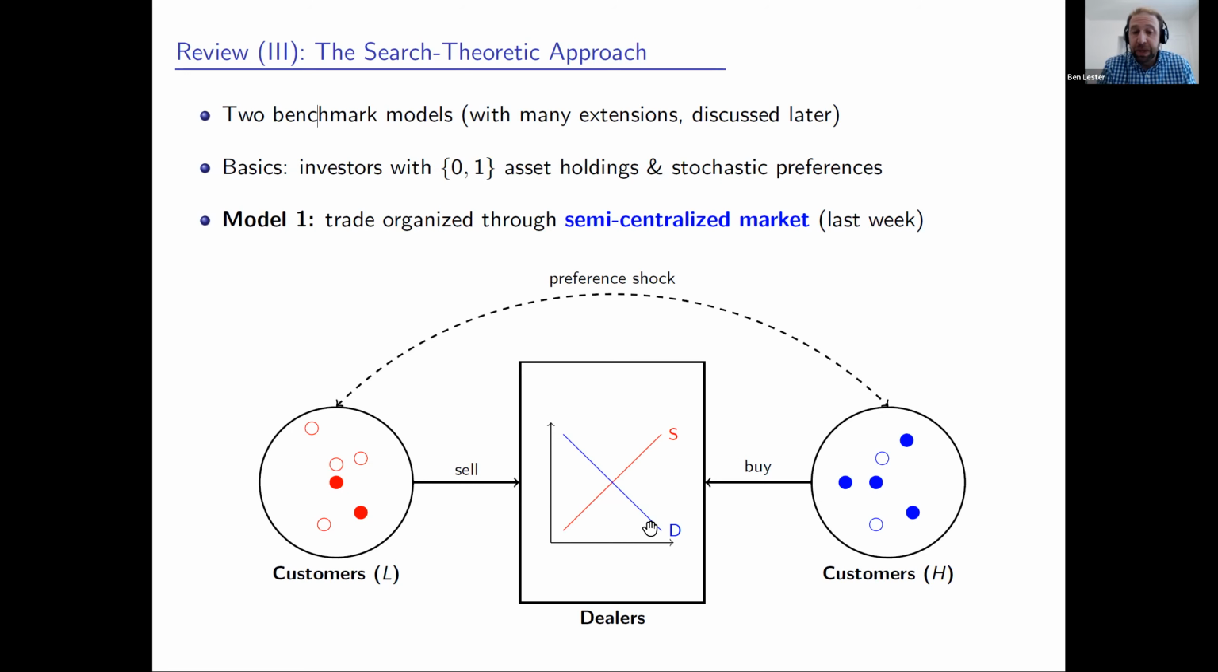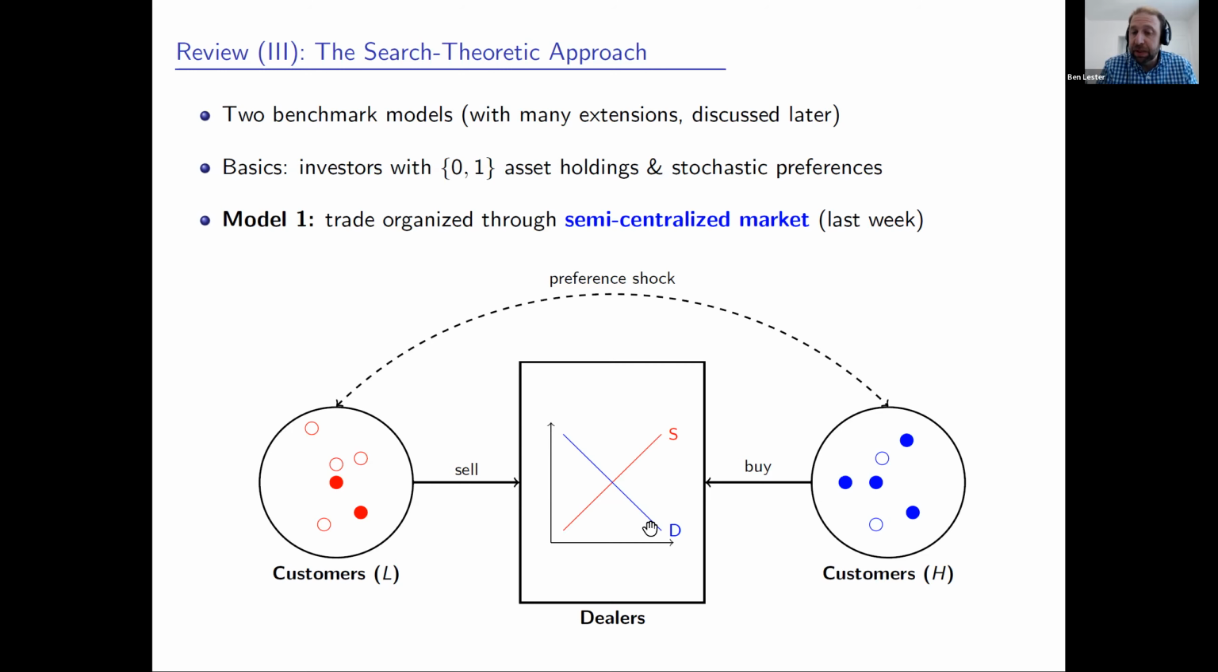And so if you look at this picture in front of you, what you'll see is that there are two empty blue circles. Those are investors or customers who have a high marginal utility from owning an asset, but they don't own one. And there are some full red circles, which mean there are guys who have a low flow utility from holding the asset, but they own it. So there are gains from trade from these guys.